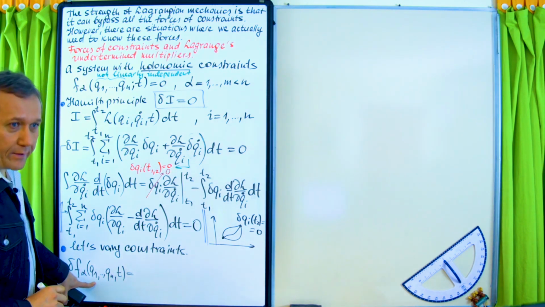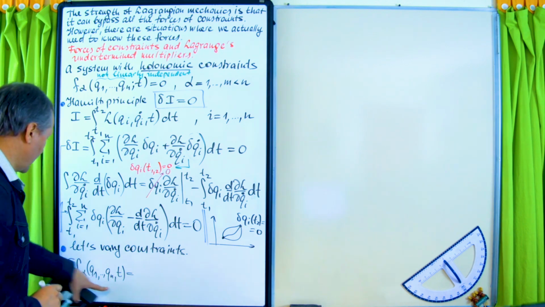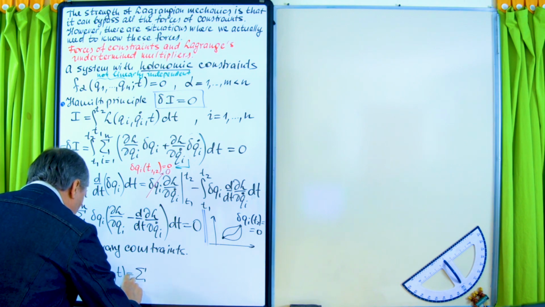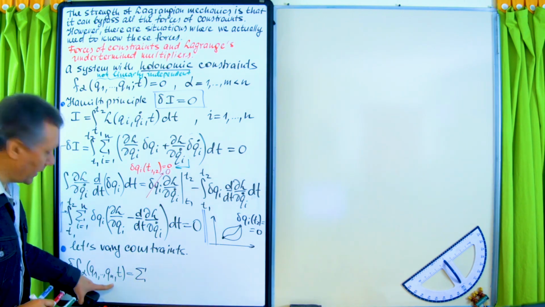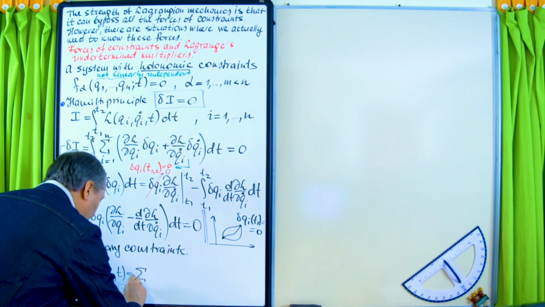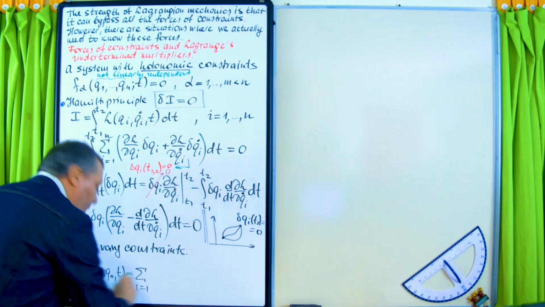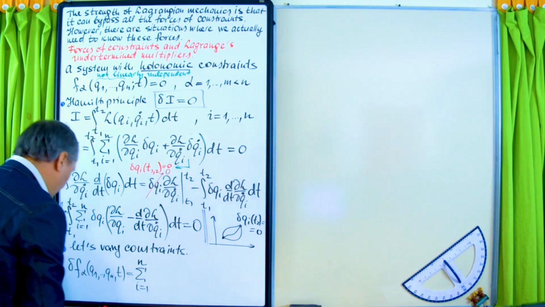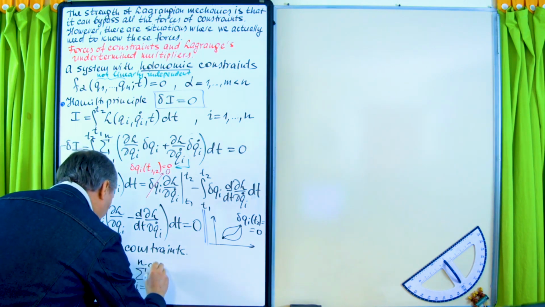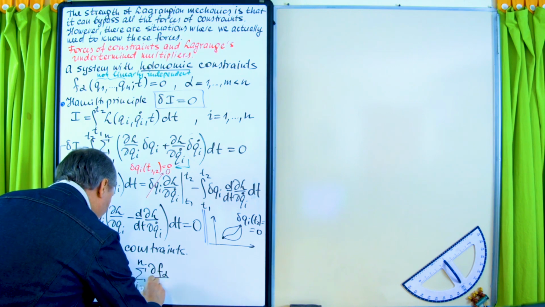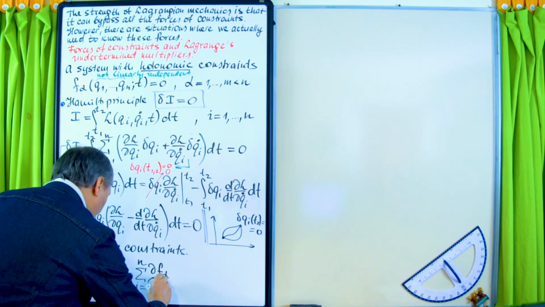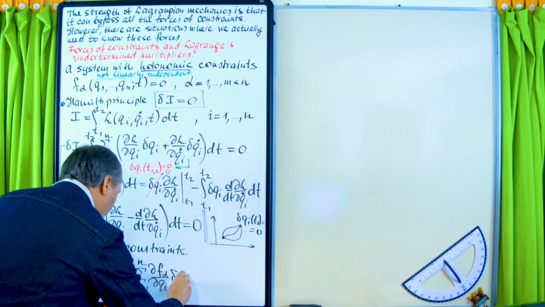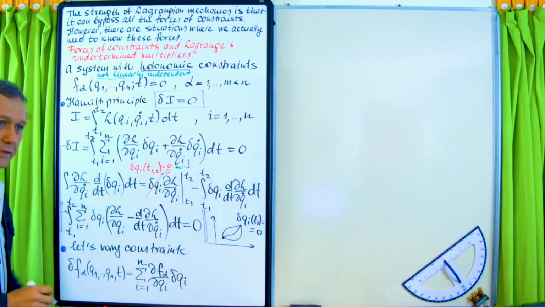Of course, we have to vary each of these coordinates, right? So I will have to introduce a summation over i, because we have n coordinates, from 1 to n, of the partial derivative of f alpha with respect to qi times delta qi. Okay, so that's the variation.